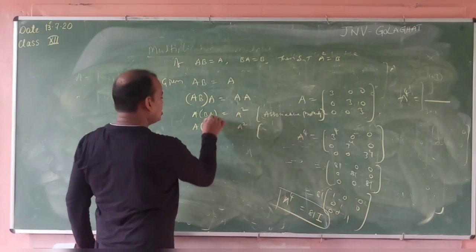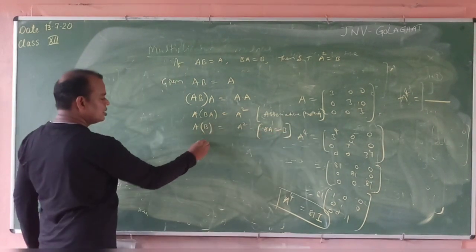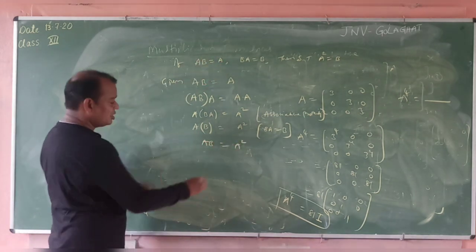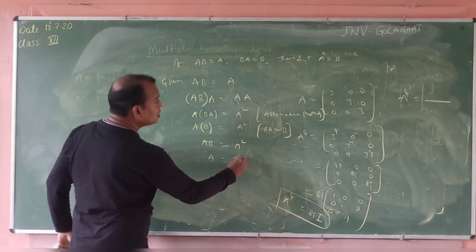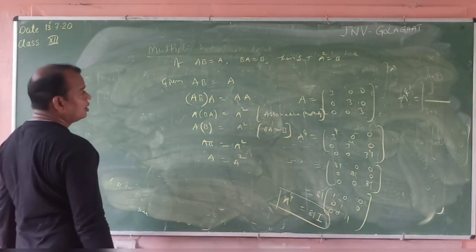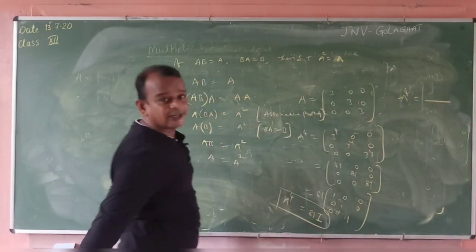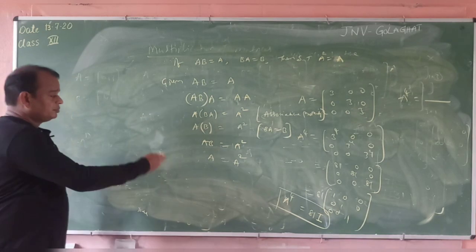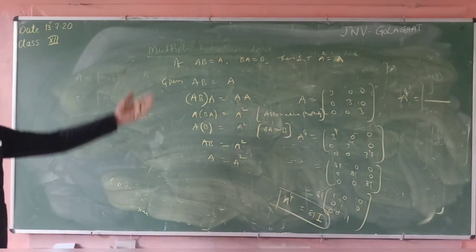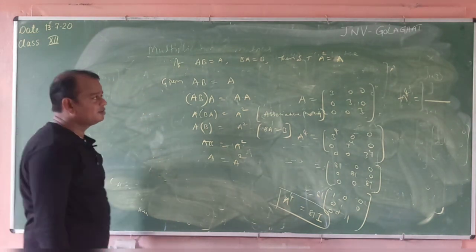Now here BA is equal to B is given. Now what about AB? AB is equal to A square. AB means A. Now A is equal to A square. We have to show that A square equal to A. Sorry, not A square equal to B, A square equal to A. How to show that? It's enough. AB means A. Very simple. These types of questions we will solve.